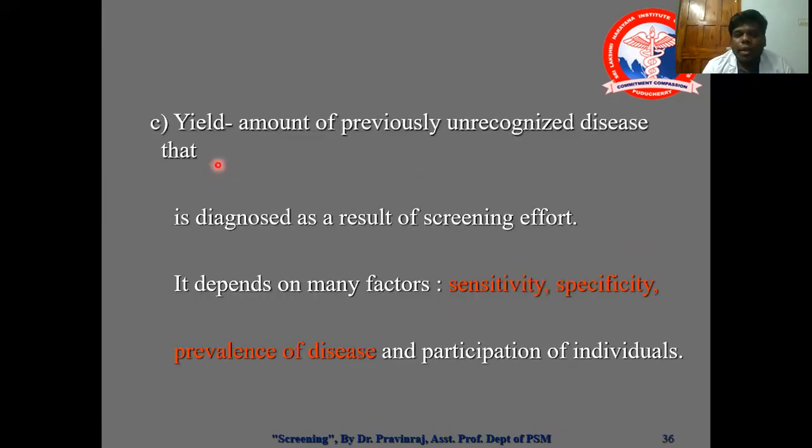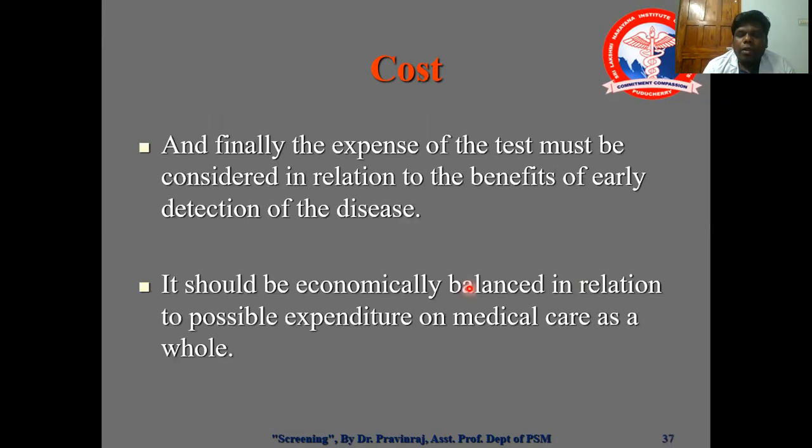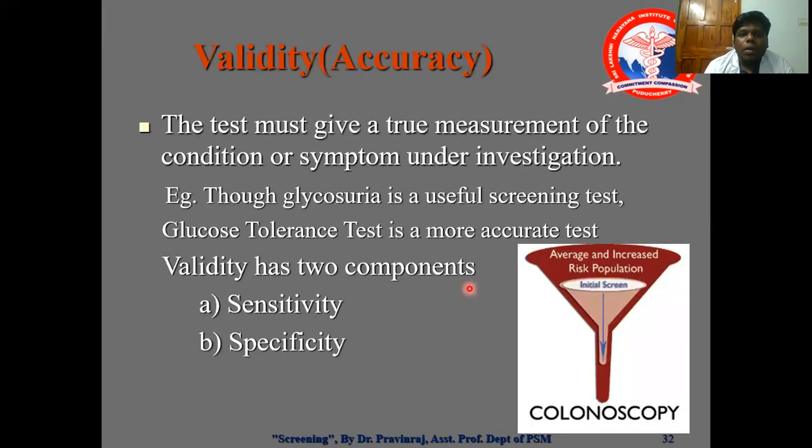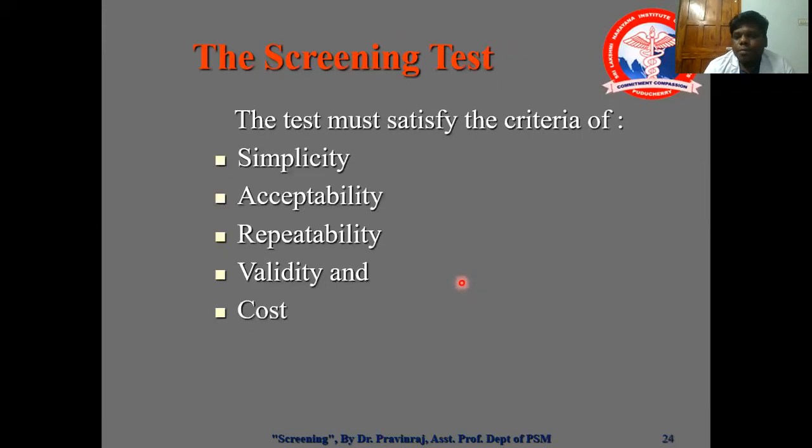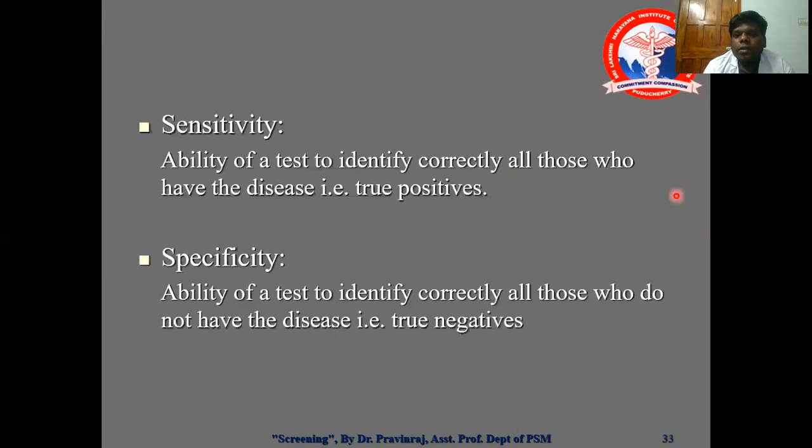Then there is something called yield. It is the amount of previously unrecognized disease that is diagnosed as a result of the screening effect. It depends on many factors like sensitivity, specificity, prevalence of disease, and participation of individuals. So now we have seen simplicity, acceptability, repeatability, validity. At last, we have cost.